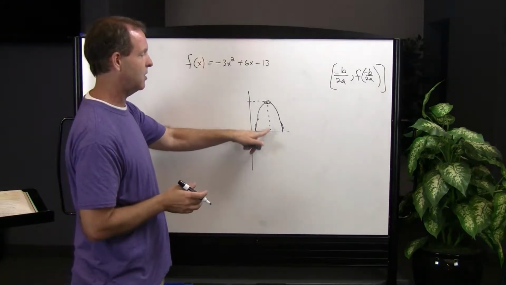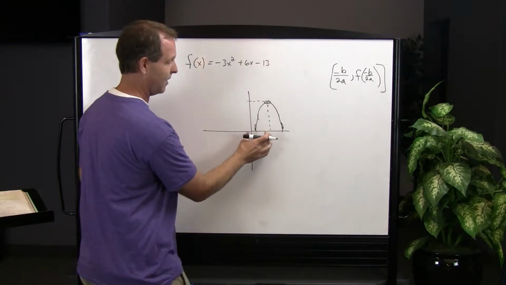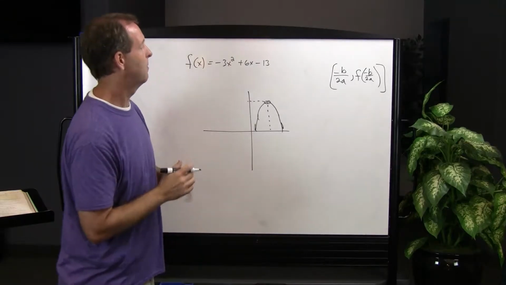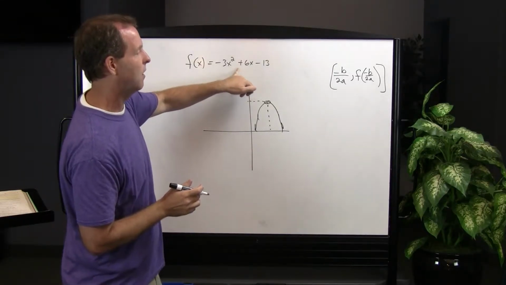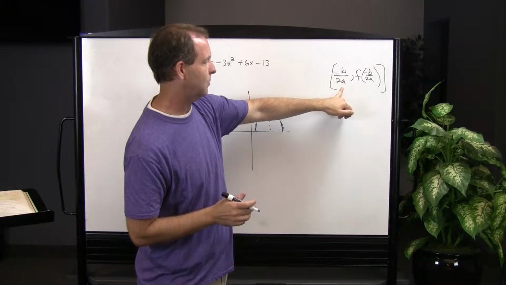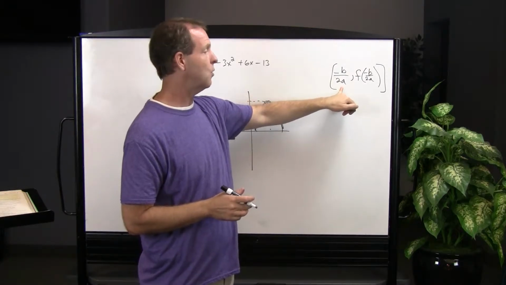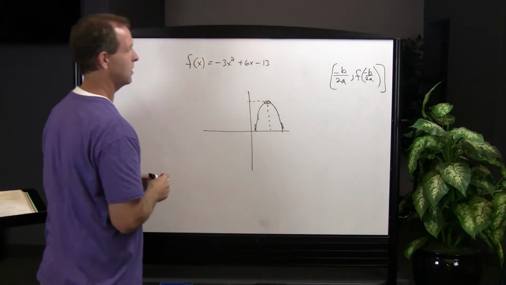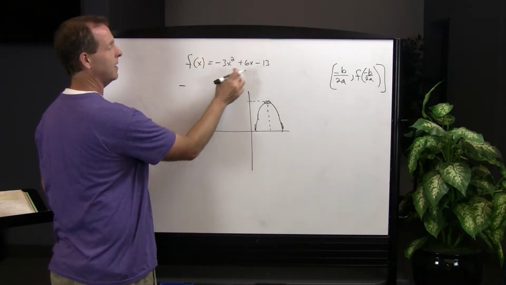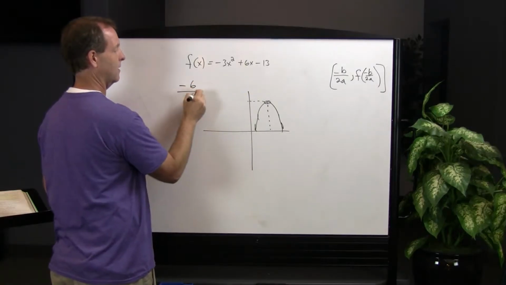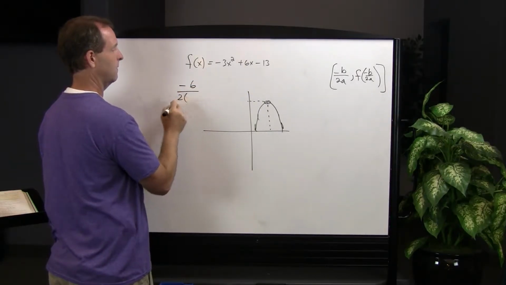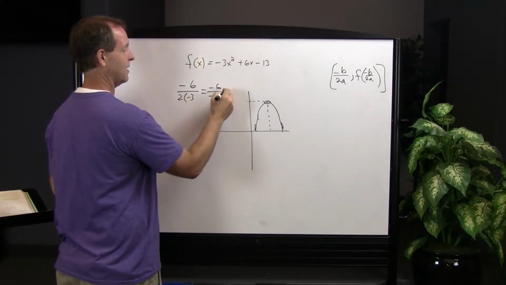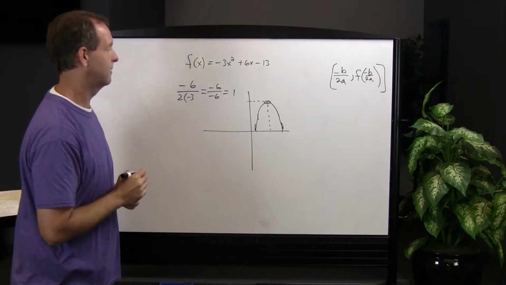Well, we determine it by determining its vertex, because this is our horizontal shift, some h up some k, but because it's not in that standard form, it's in this form, I remember that my vertex was described as negative b over 2a, and the function evaluated at negative b over 2a. So let's find that out. Negative b, 6, all over 2, times a, which is a negative 3, negative 6 over negative 6, equals a positive 1.